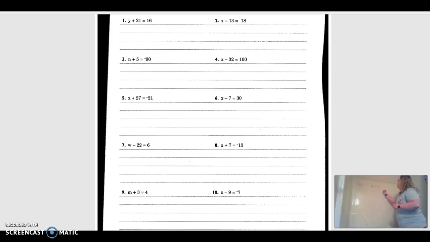Last one, we have x plus 27 equals a negative 21. Okay, so we have addition. We have to undo our addition with subtraction. So we subtract 27. Our 27's cancel. We're left with a negative 21 plus a negative 27, which gives us a negative 48. So x equals negative 48.